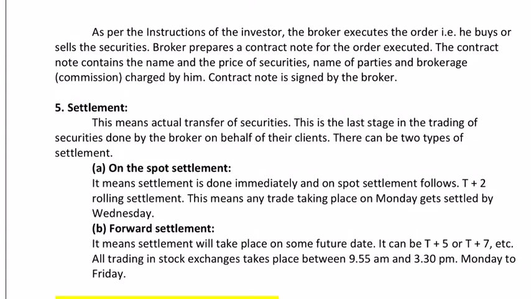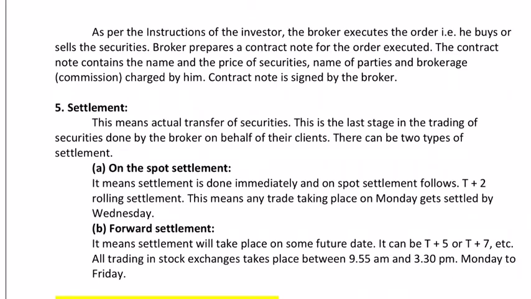In the sense, if on Monday the trading happens, by Wednesday the transaction is settled. I mean, if the shares are purchased, it is reflected in your account, and if the shares are sold, even that is reflected in the account of the trader. Then the second type of settlement is called the forward settlement.